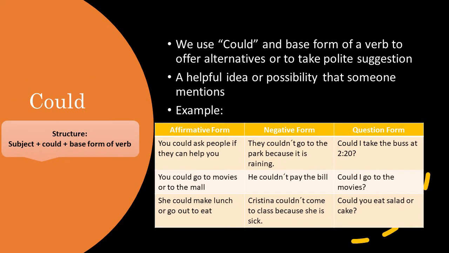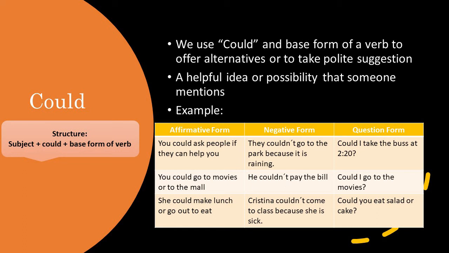So when we are talking about could, it says that we use could and the base form of a verb to offer alternatives or to make polite suggestions. What does it mean? It could be a helpful idea or possibility that someone mentions. Okay, so the structure is the next one, and it is the same. We use the subject, remember that the subject could be I, you, he, she, it, they, and we, plus could plus the base form of the verb.